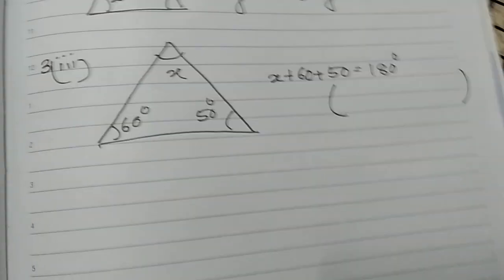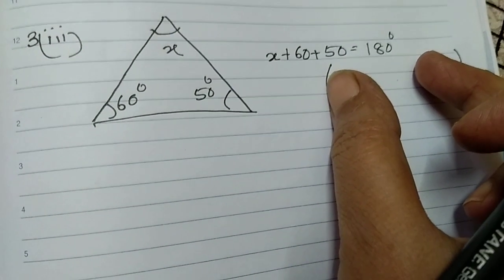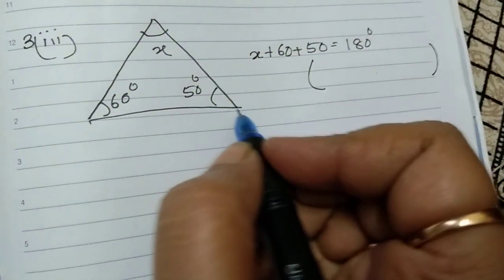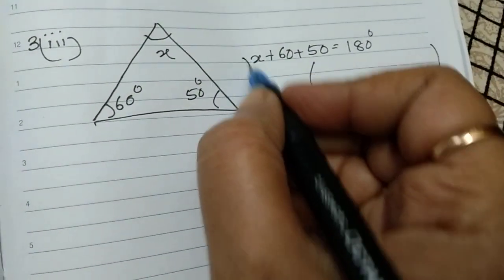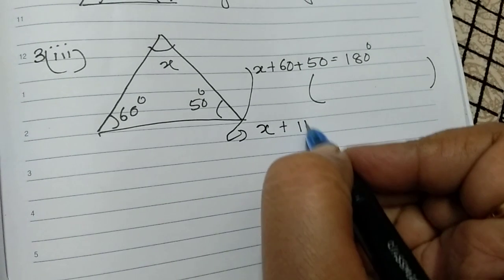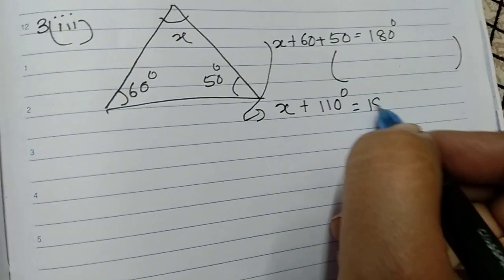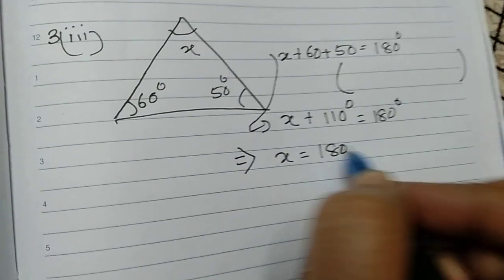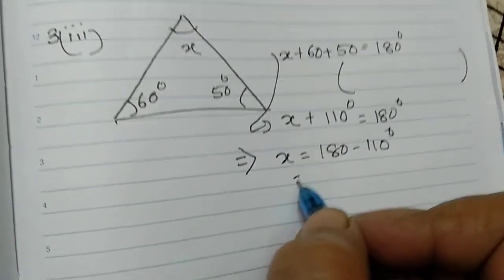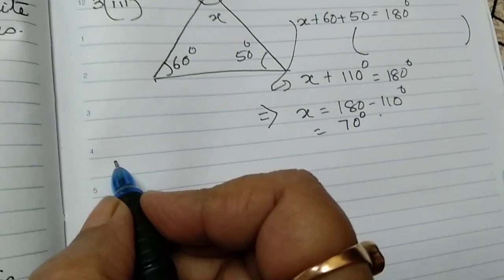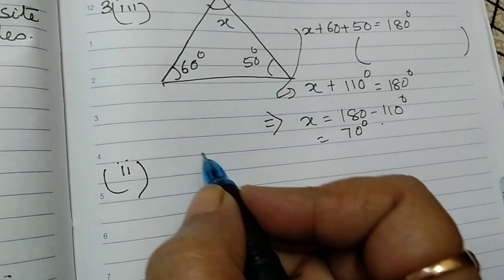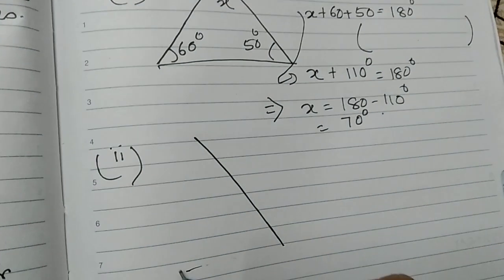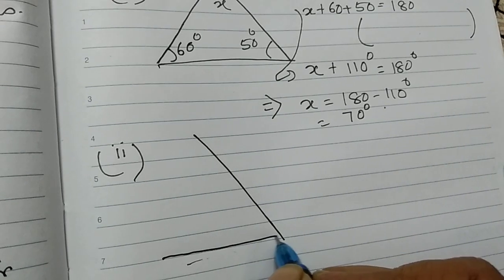But the reason must be there, that sum of interior angles of a triangle is 180 degree. I am constantly repeating these facts, that if you don't write the reason in the bracket, you will be awarded 0. Okay. So from here I can write x plus 110 degree is equal to 180 degree. So what is the value of x? It is 180 minus 110 degree, that is 70 degree. Clear? Now if I do the second part also for you. I hope you are taking it down, girls.